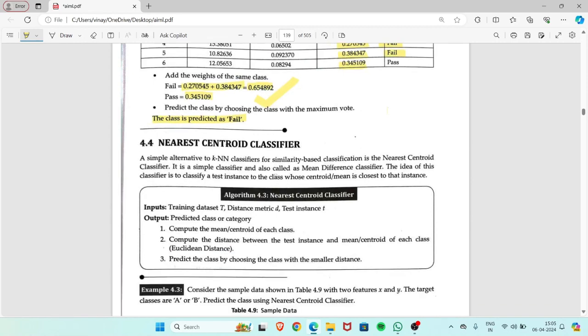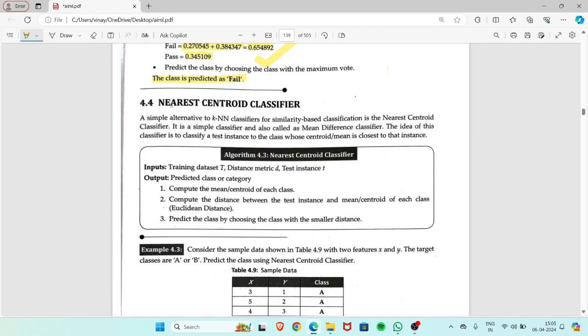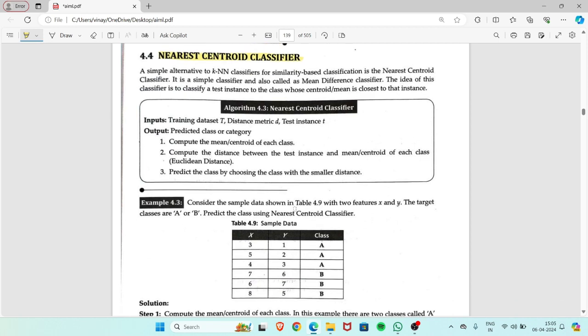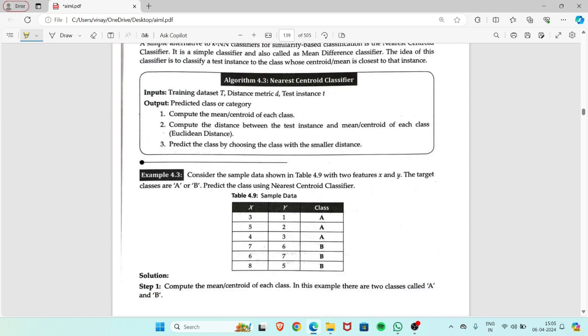Now coming on to the next algorithm we have in this chapter, the nearest centroid classifier. This is also a similarity based classification, and here we have to find the centroid or mean you can say, and again you have to find the Euclidean distance and then you have to predict the class. So we are given a training data set and the test instances.